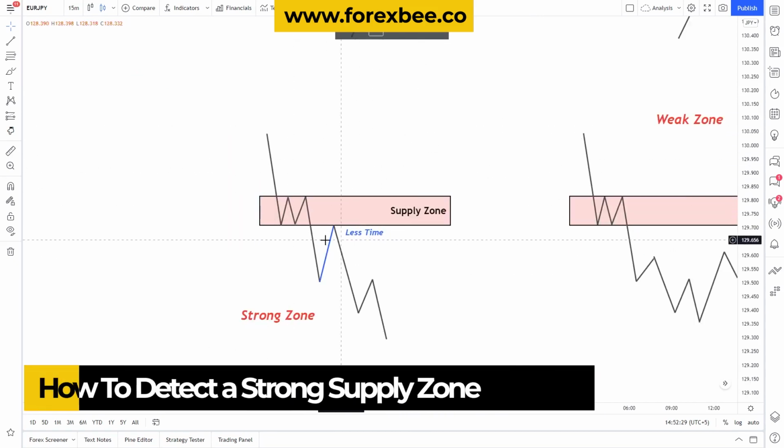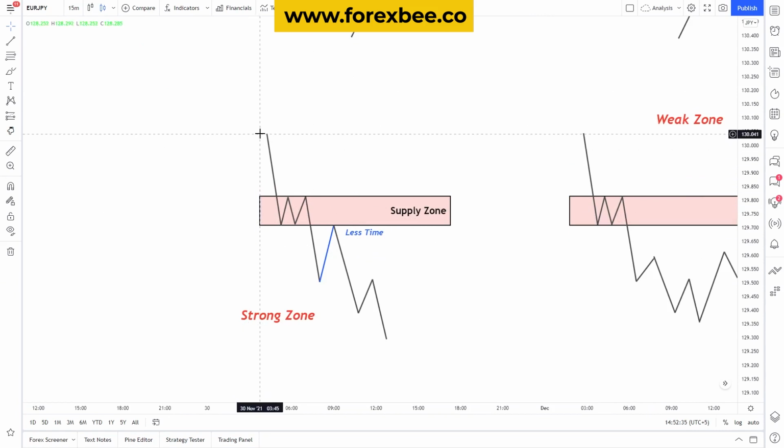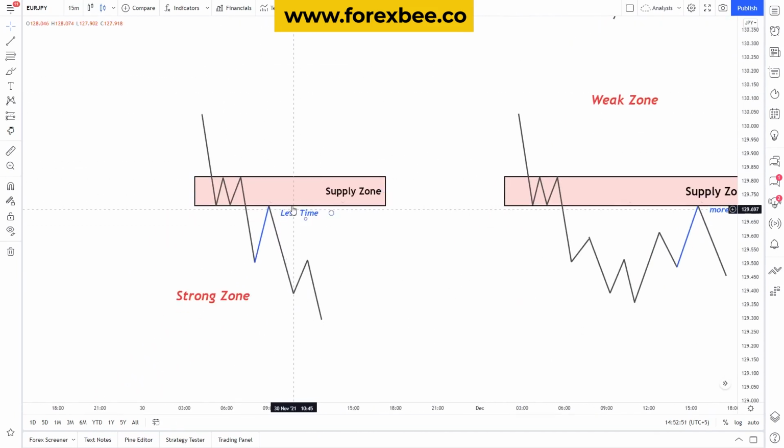So now let's see how you can differentiate the strong supply zone from a weak supply zone. Okay, and here we can see that this is a supply zone forming, which is basically a base drop supply zone. And in a similar manner, just as we saw in the demand zone, the similar is the case with the supply zones.